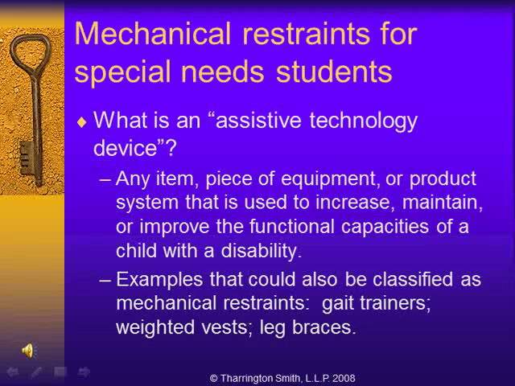However, because these devices also restrict the student's movement or a part of the student's body, they can be considered mechanical restraints. This doesn't mean that you can't use any device that restricts a child's movement. It just means that such devices must be used pursuant to an IEP, BIP, 504 plan, or as otherwise prescribed by a healthcare or related service provider.